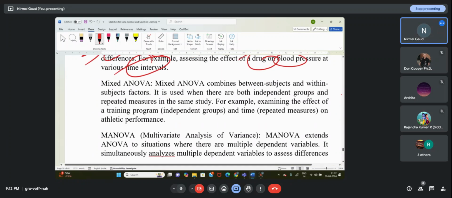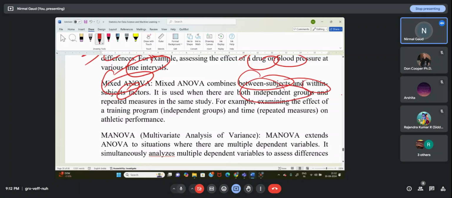Then mixed ANOVA. That means combining between-subject and within-subject factors. It is used when there are both independent groups and repeated measures. So groups are independent and repeated measure is there. For example, the effect of a training program, where it is an independent group and time is the repeated measure, on athletic performance. This is mixed ANOVA. I'm combining ANOVA methods, so repeated measure also, and general ANOVA also.